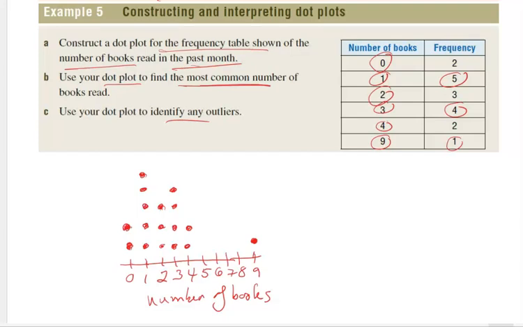And then what's the most common number? So our mode here is 1. And what's the outlier? The outlier is going to be 9 because it's nowhere near where the rest of the data sits.